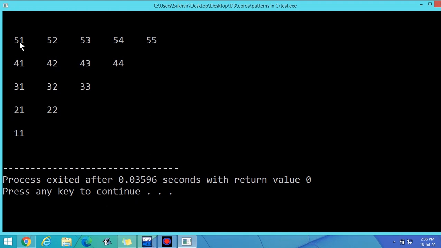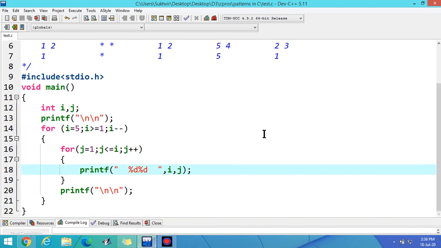Let's execute again. If I add both the values and subtract 1 from these, then I can obtain the answer. 5 plus 1 is 6, 6 minus 1 is 5, and 7 minus 1 is 6, then 7, 8, and 9. Here I can write 4 plus 1 minus 1. It is 4, 5, 6, and 7. Yes, these are the values. Let's try that one: i plus j.